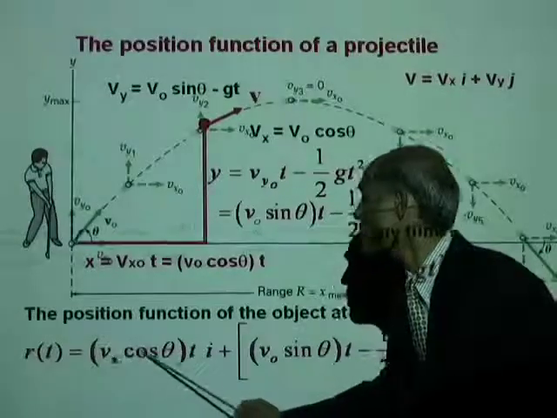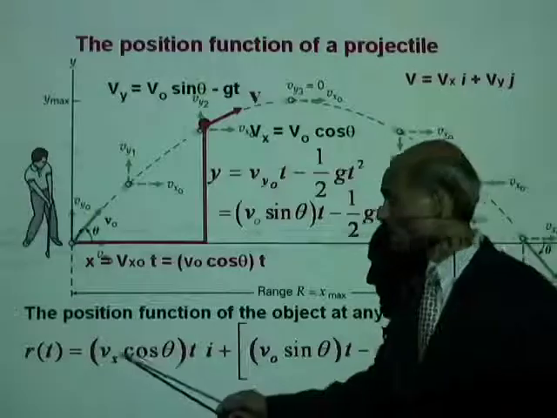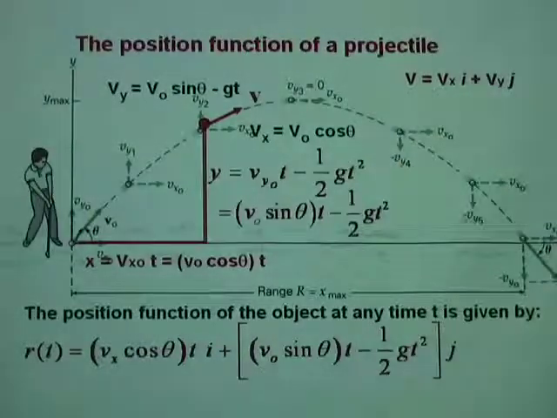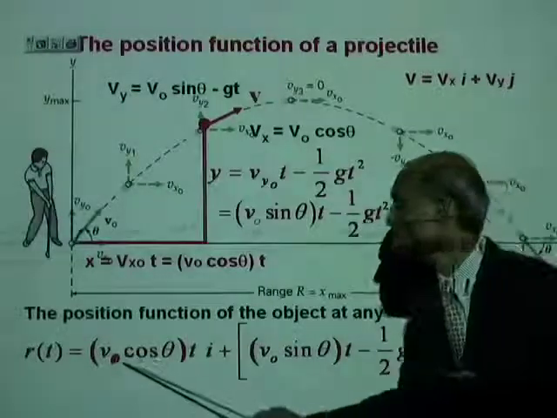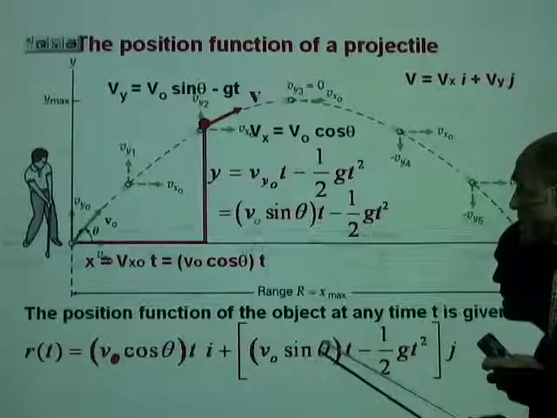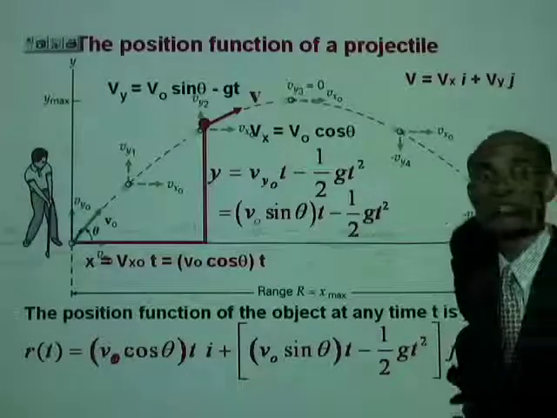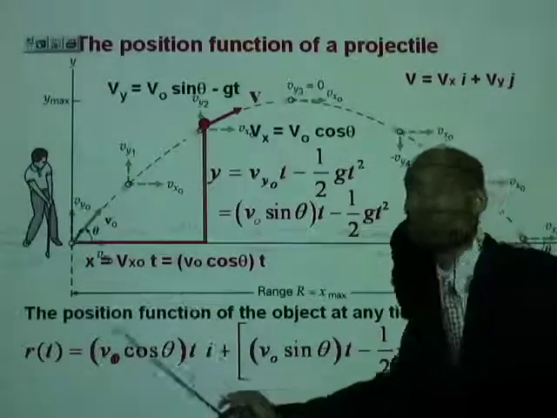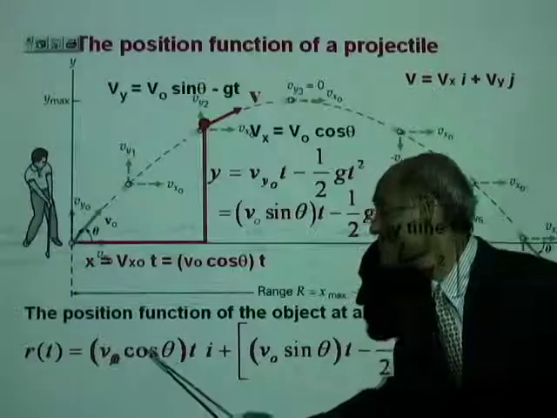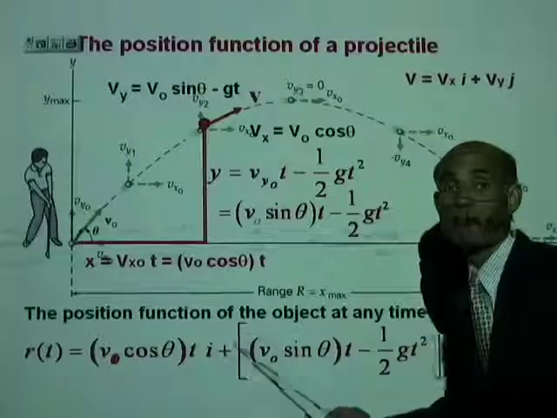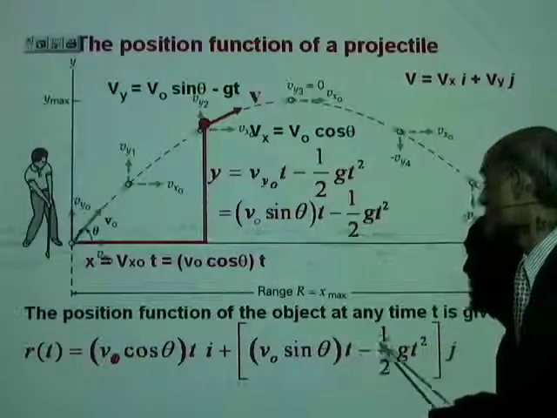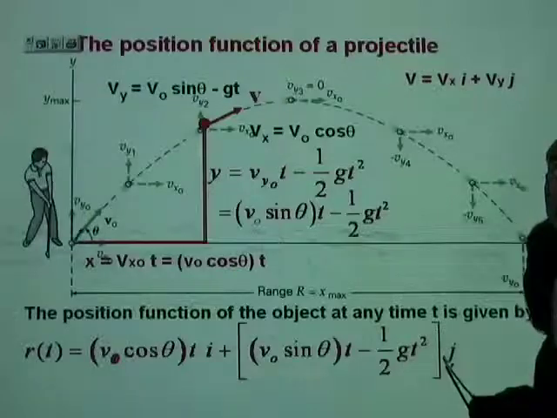That will be V0 cos theta times t. Is that right? Let's change that V sub x to V0. So the x position will be V0 cos theta times t. This is the x position. And the y position is V0 sine theta t minus 1/2 g t squared. And so the position function is V0 cos theta t i plus V0 sine theta t minus 1/2 g t squared j.